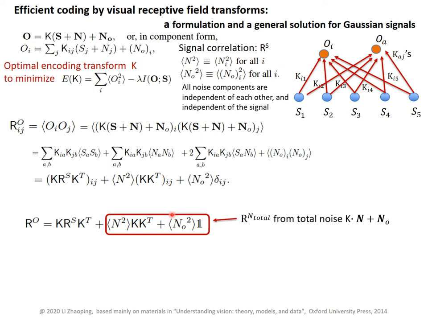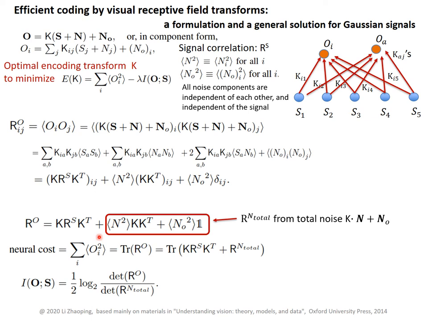And so therefore, the neural cost, when you sum over all these output variances, is really the summation over I. That means summing over all the diagonal elements of the output correlation matrix. All the diagonal elements means the trace of this matrix. Okay, and so the trace of that part is put in here and the trace of this part is put in here, including the correlation matrix of the output total noise. Okay, so this is the neural cost. And similarly for the neural information, you can show that it can be written as the log 2 of the determinant of the output correlation matrix over the determinant of the noise correlation matrix. Okay, put a noise in.